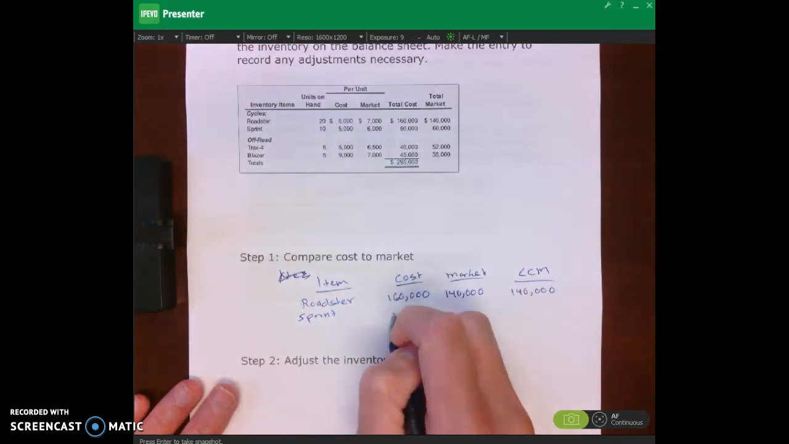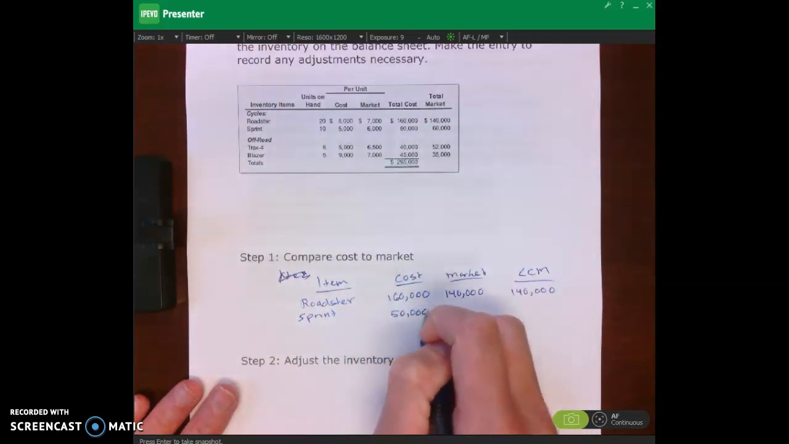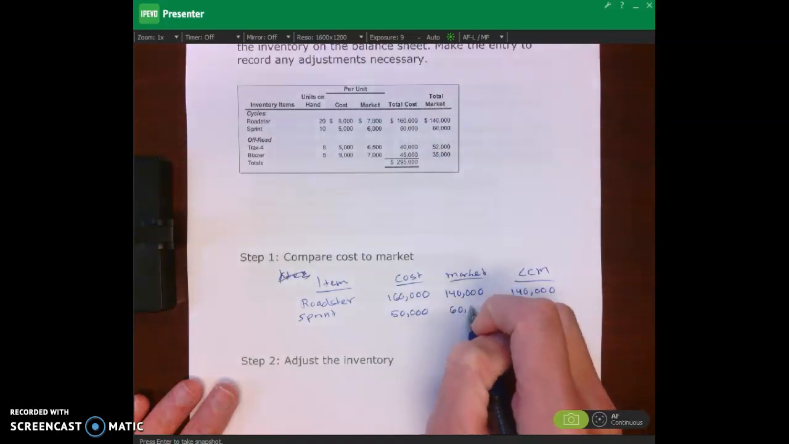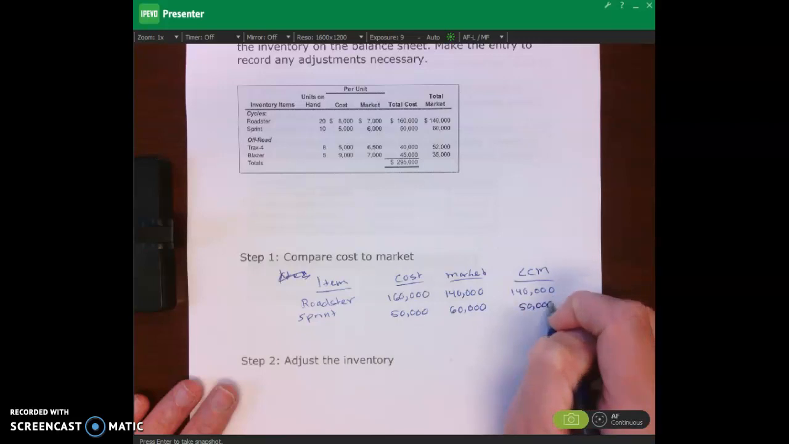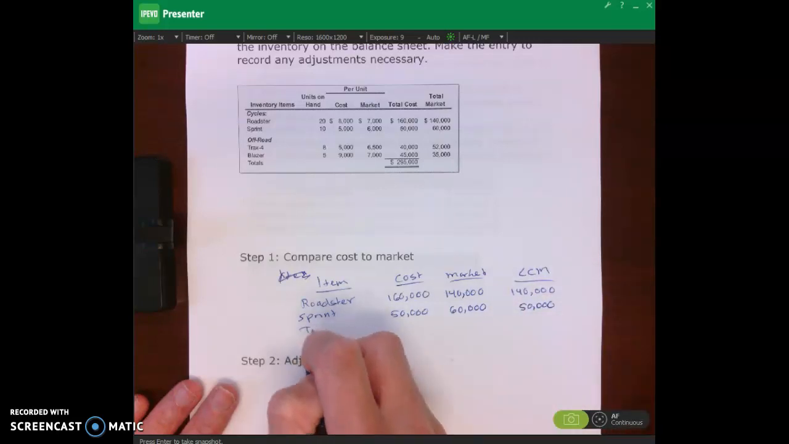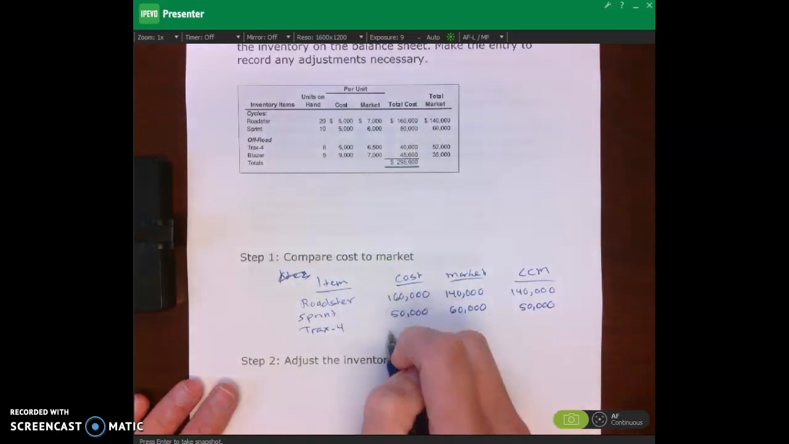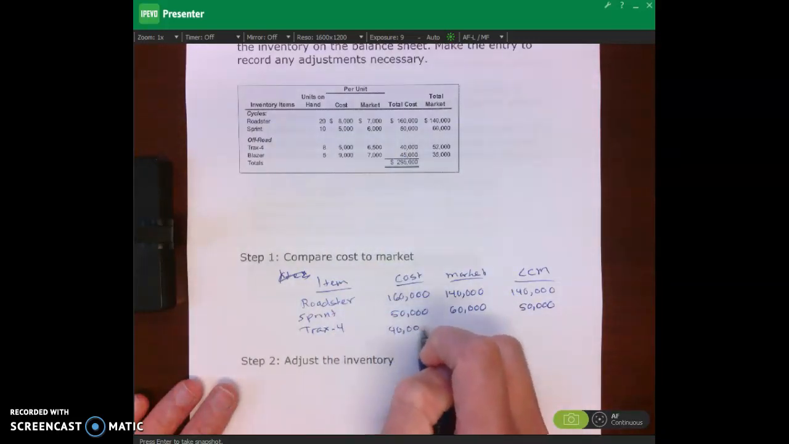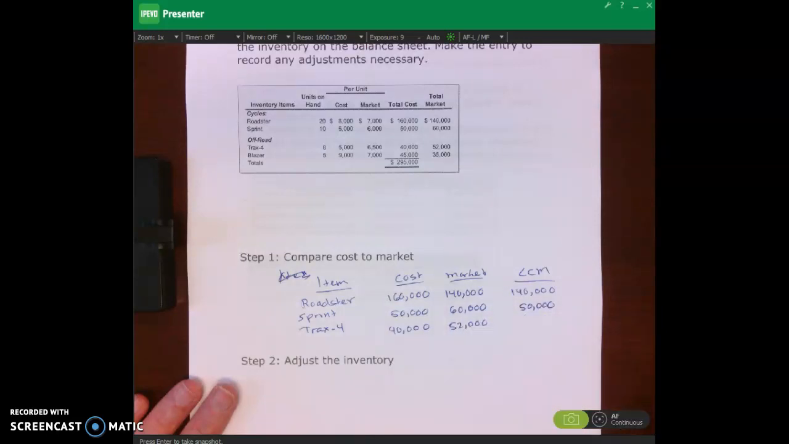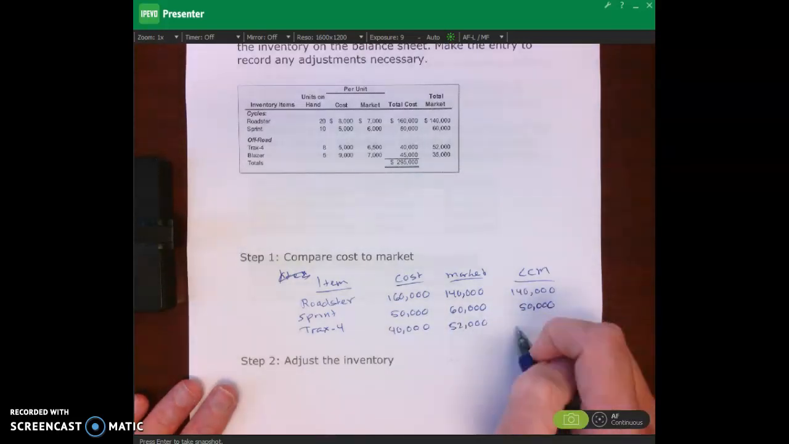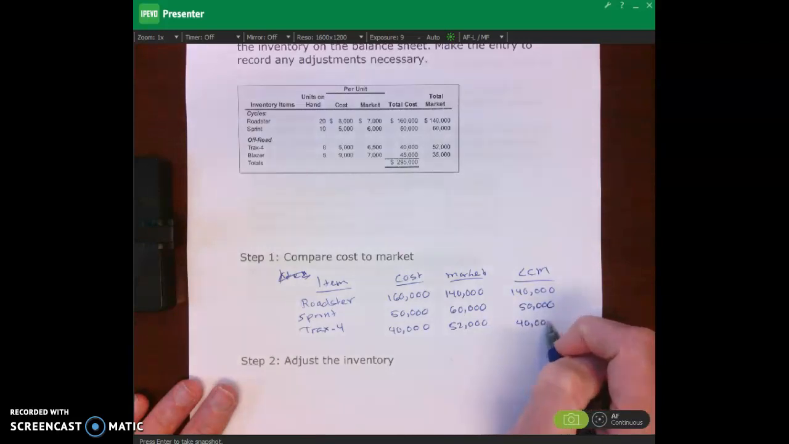Total cost, 50,000. Total market, 60,000. Which one's lower? Cost at 50,000. Okay. Then I go on to Trax 4, right over here. Total cost, 40,000. Total market, 52,000. Which one is lower? My cost, 40,000.